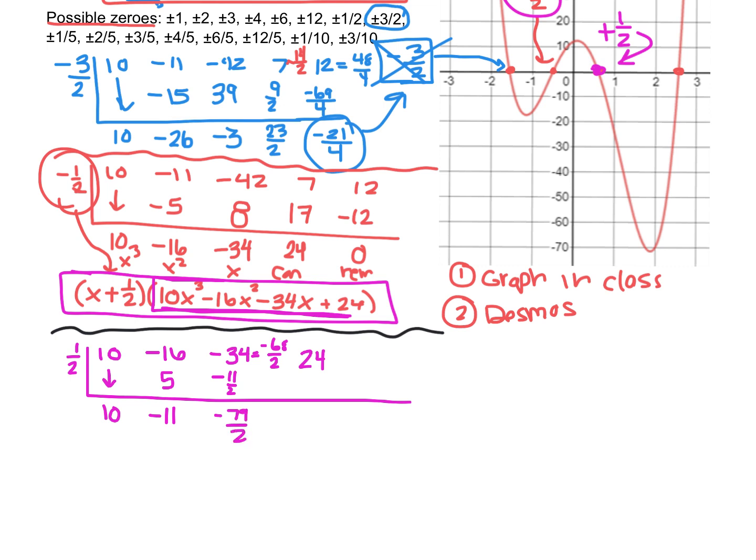We then multiply that by 1/2, which becomes negative 79 over 4. If we convert this, this becomes 96 over 4. So if we add the 2 together, we end up with a remainder of 17 over 4, which we can see is not going to be helpful. So it looks like it's a positive 1/2. It's not. This is not a factor, just like the negative 3/2 was not a factor.